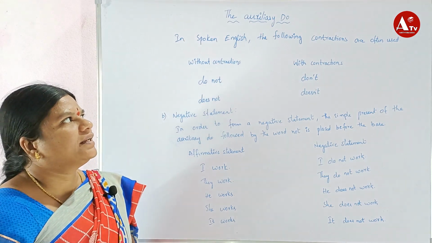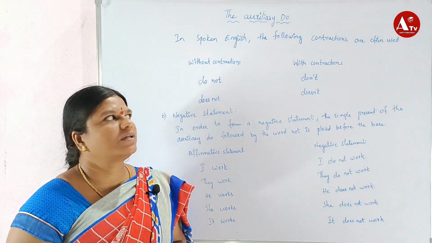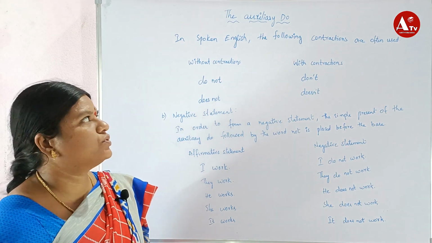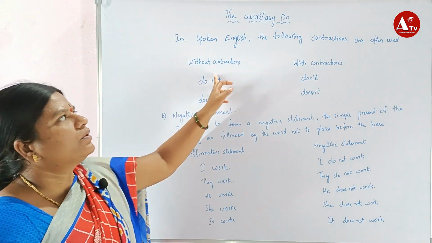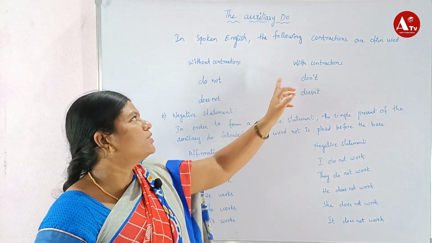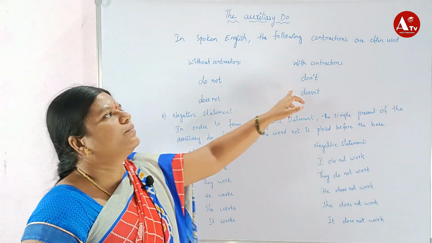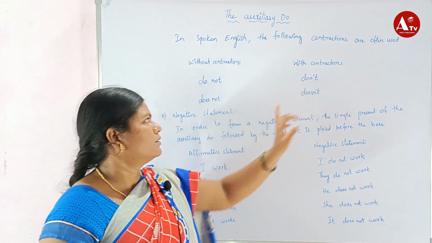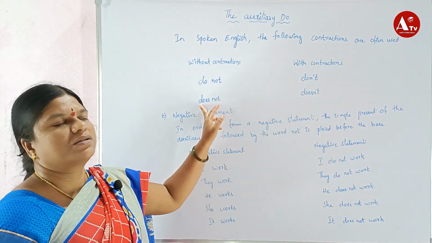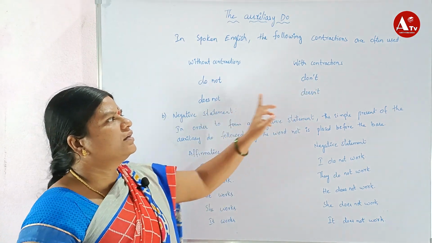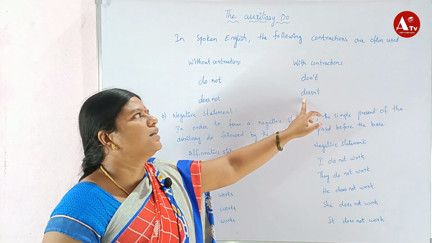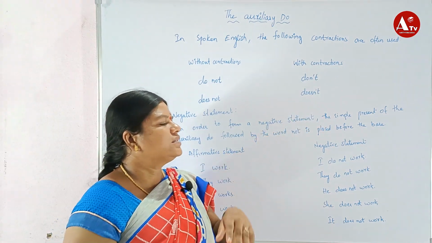In spoken English, the following contractions are often used. Without contraction, with contraction. We do not, we pronounce as don't. Does not, the full form we write, is doesn't. The way of pronunciation is different.